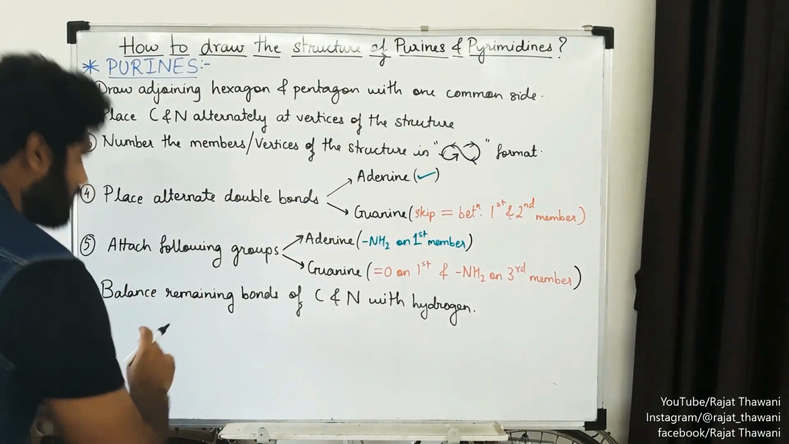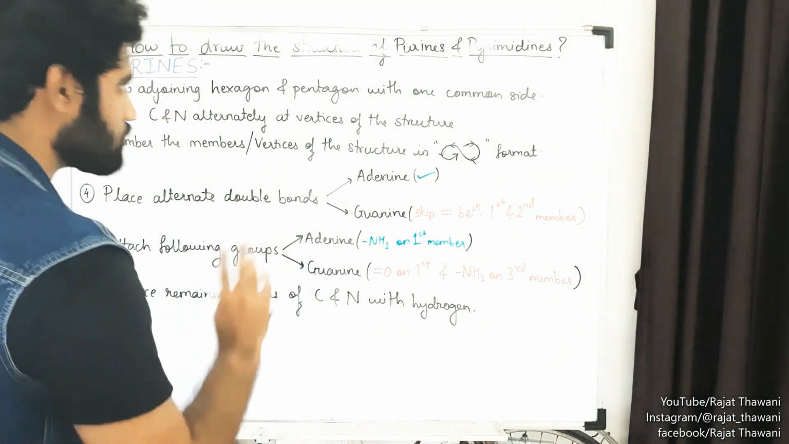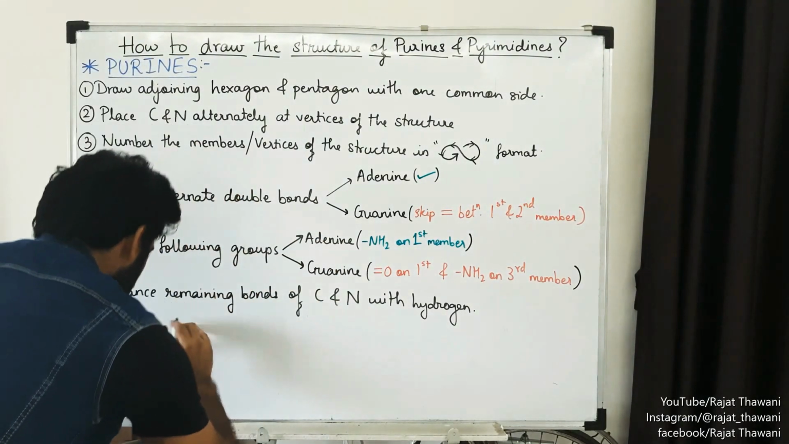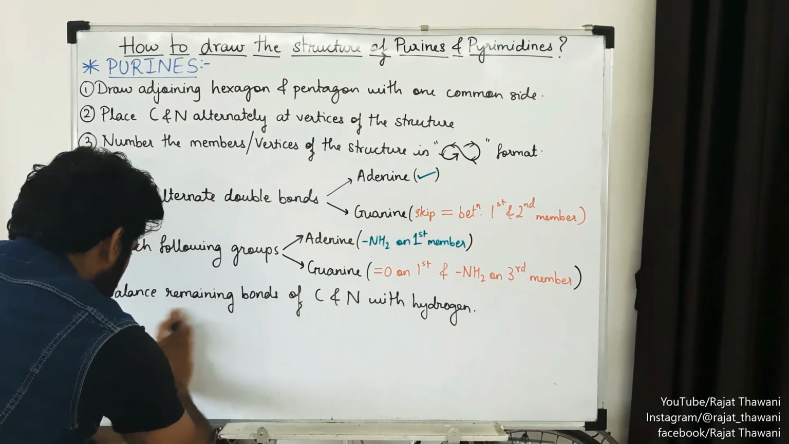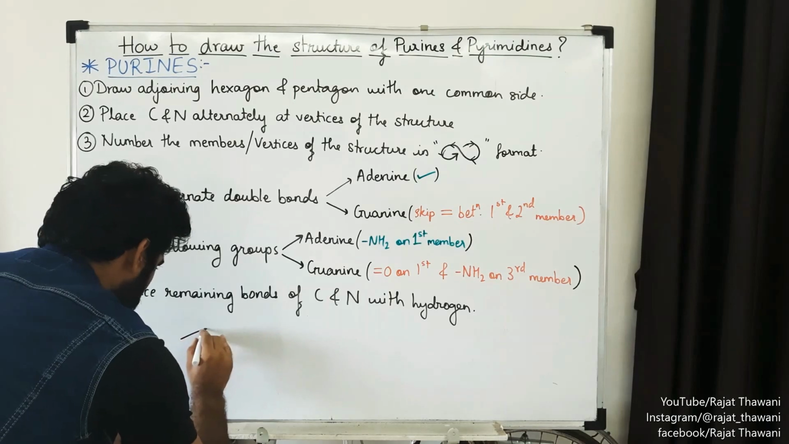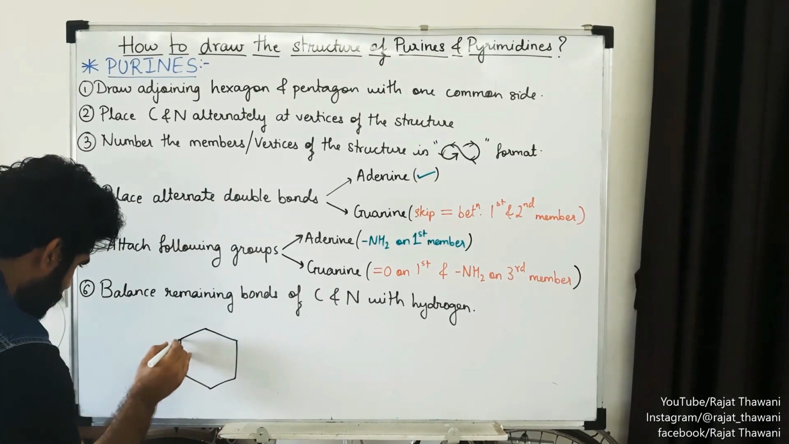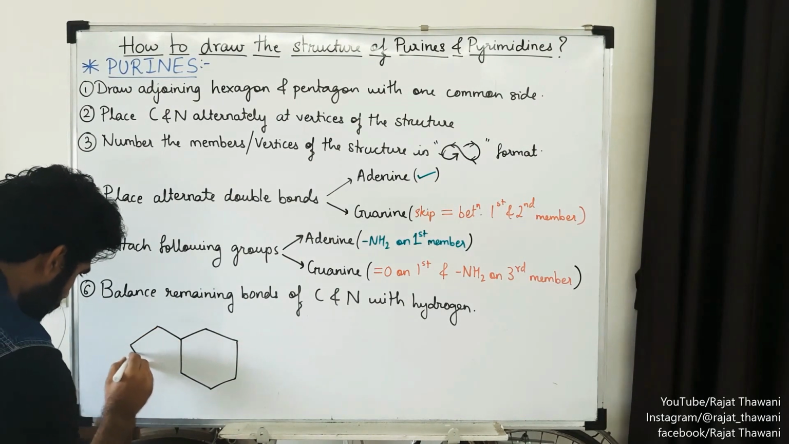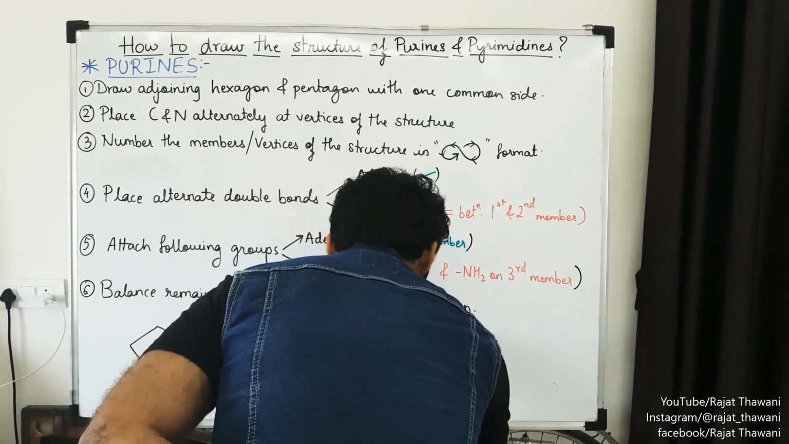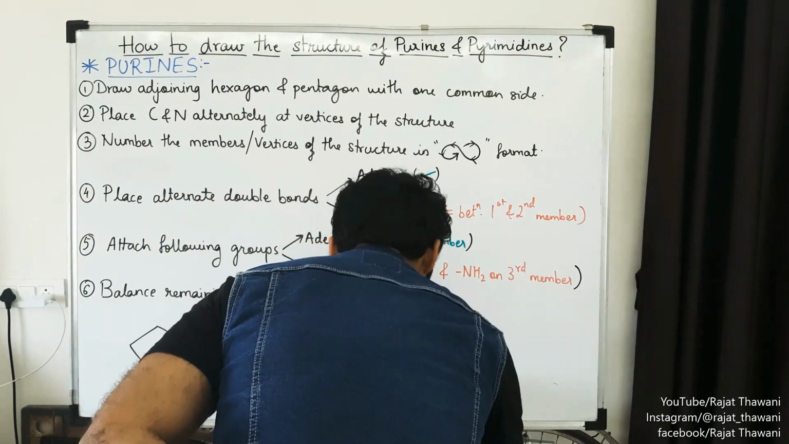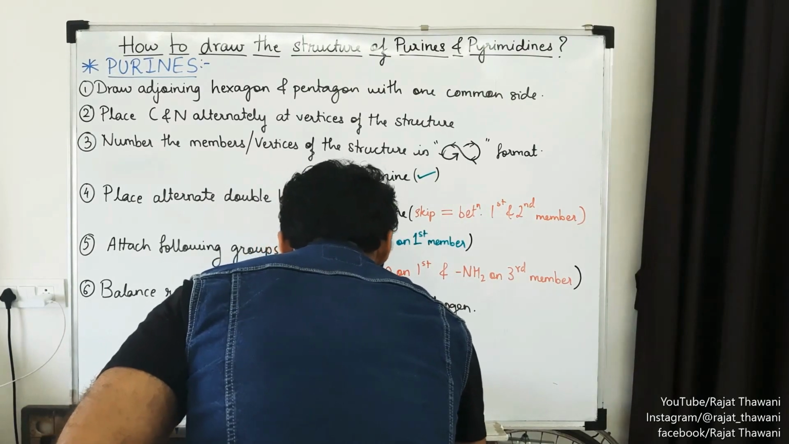Let's draw it. As we have two purines, we'll draw two structures side by side, so that we can construct both of them together. As I have written, we need to draw a hexagon and a pentagon in an adjoining manner. This is my hexagon and a pentagon.